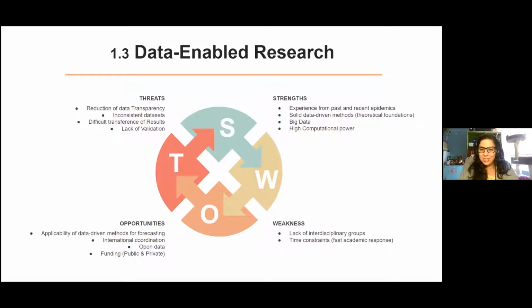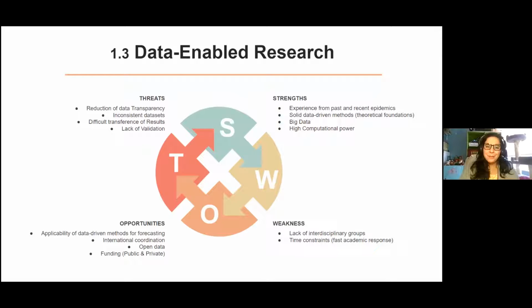The weakness for this research is that there are not many interdisciplinary groups. For example, the medical sector is working on one thing and the decision makers and politicians are working on another. So it's kind of hard to make them collaborate. And there are time constraints because there is not always a fast academic response. Many things are being done in hindsight, or for other diseases, like dengue, there is not enough information about it.